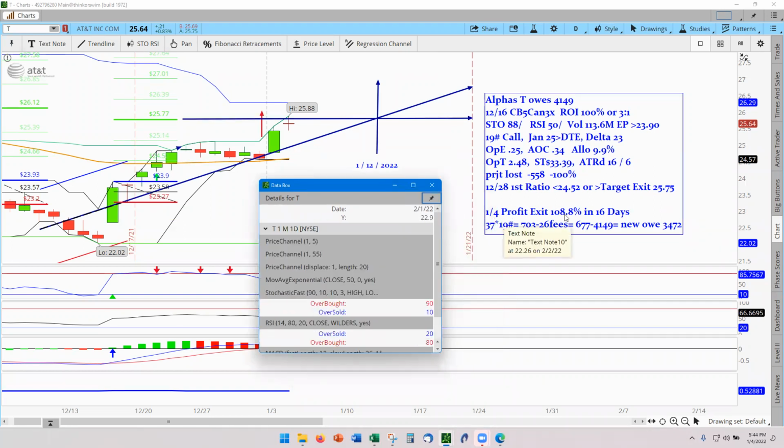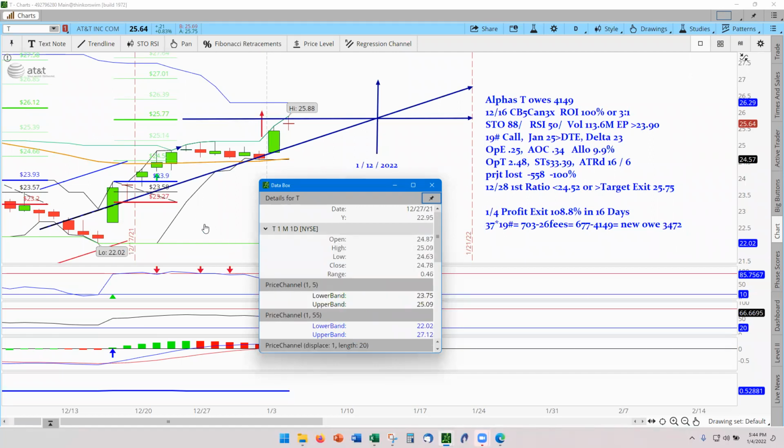January 4th, profit 108.8%, 16 days, $37 profit, 19 contracts, $703 of gross return, minus $26 in fees because we had so many contracts. It came out with a net of 667 against the 41.49 that is owed, and we now have a new owe of 34.72 for ATT, and that is the trade.